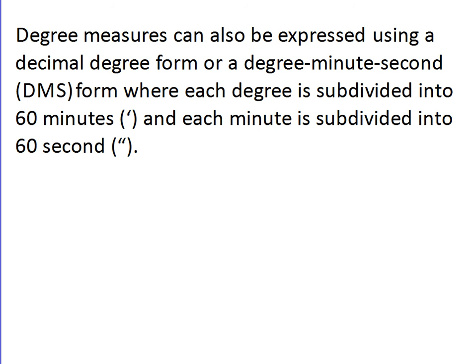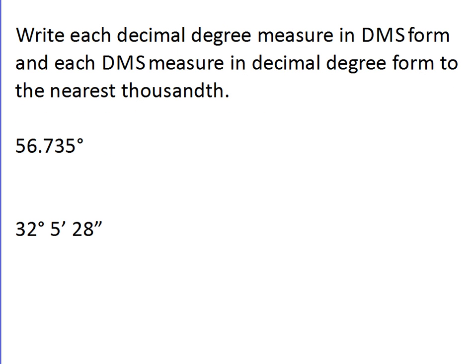Now degrees can be expressed using a decimal degree form or a degree, minute, and second form, or DMS. When we do degrees, minutes, and seconds, 1 degree is equal to 60 minutes, and 1 minute is equal to 60 seconds. So we need to convert from decimal to DMS or DMS back to decimal degree. If they give this to you as a decimal, we're going to start with whatever your whole number is. You're going to leave that part alone. So we're at 56 degrees. Now we're going to take our decimal and multiply it by 60 because there are 60 minutes in 1 degree. So we're going to do 0.735 times 60 minutes.